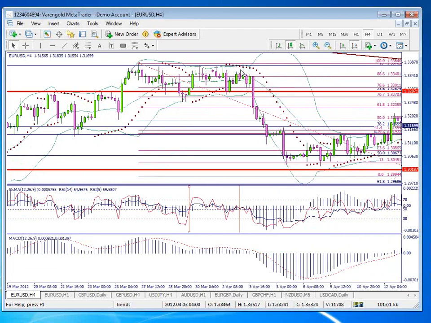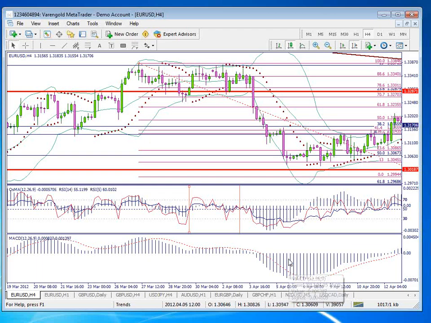And here when the pair retested the 100 level and went into the down direction, we go into the second sell. And here we have also the confirmation from MACD.